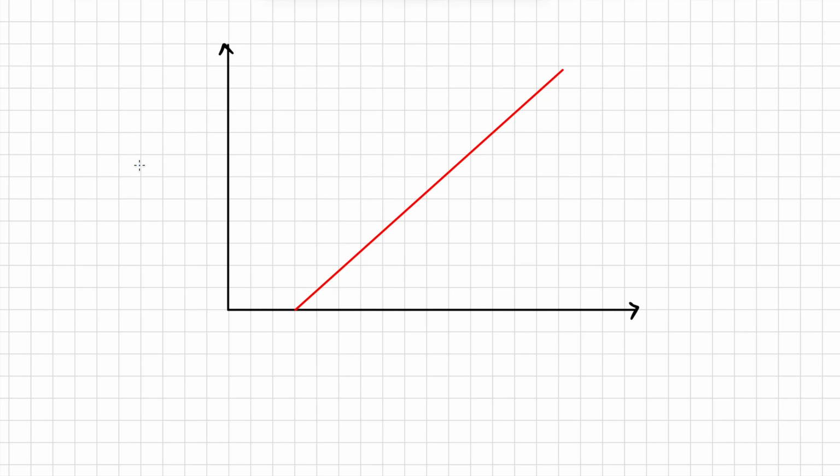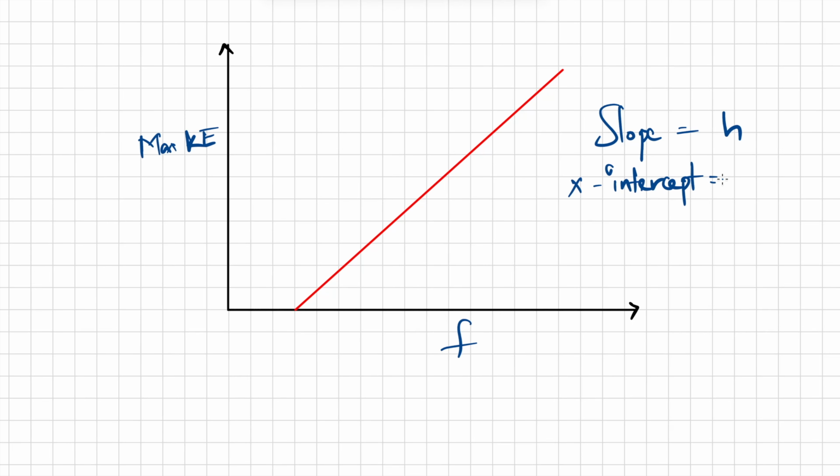In short, if you have a graph, I'll draw a graph. So this is the maximum kinetic energy frequency graph. The slope of this graph is Planck's constant h, and the x-intercept is the threshold frequency f0. So this point here is the threshold frequency f0. You can see below threshold frequency there is no photoelectric emission, right? That's why it's a flat line here.